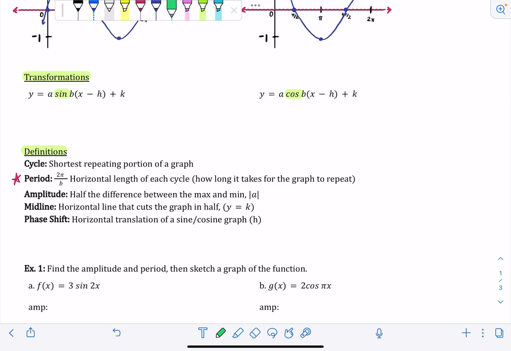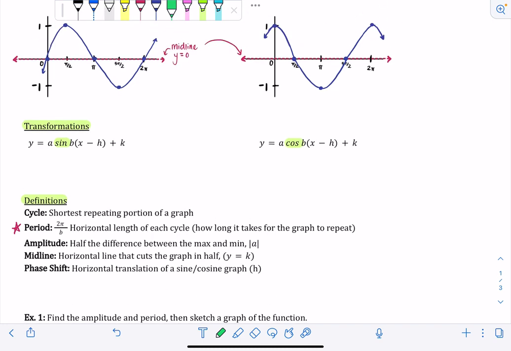And then midline, it's a horizontal line that cuts the graph in half. Up here, it was that magenta line. It starts at y equals 0. The only thing that would change it is a vertical translation, if it was moving up and down. So it's always given by y equals k, because k is our vertical translation. And then the last one, a phase shift, it's just a fancy word for a horizontal translation for sine and cosine graphs. It's given by h.